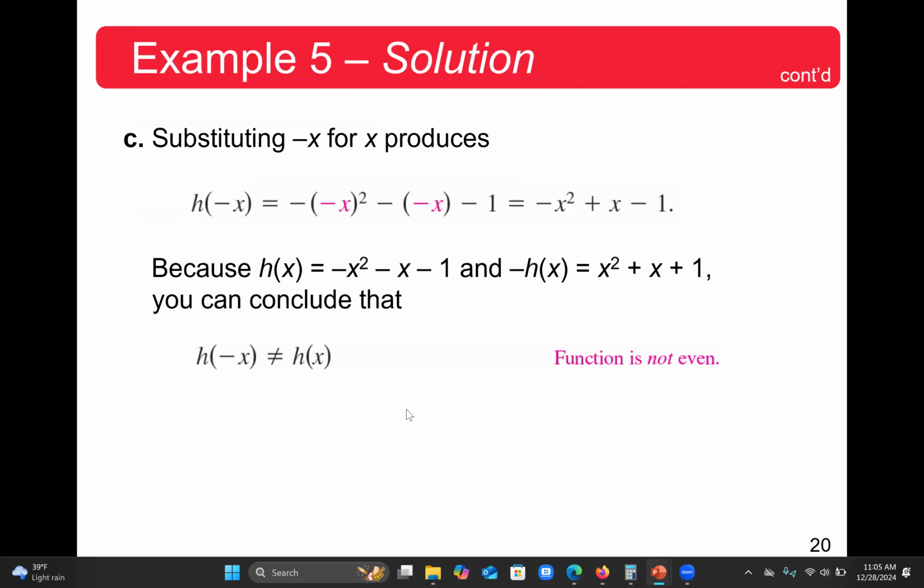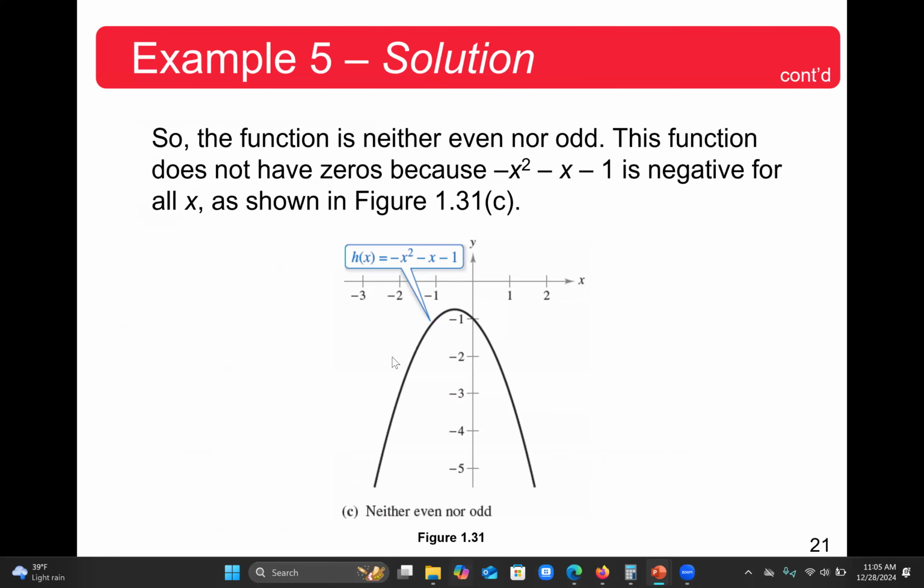So this will conclude that it's neither odd nor even, because we are getting a different answer altogether. The original is negative x squared minus x minus 1. When we substitute negative x, we get negative x squared plus x minus 1, which is not the same as h at x, and also it's not the same as negative h at x. So this means it's neither an even nor an odd function. So the function is neither even nor odd. This function does not have any zeros because negative x squared minus x minus 1 is negative for all x, as we can see on the graph. If we plot the graph, we get something like this.